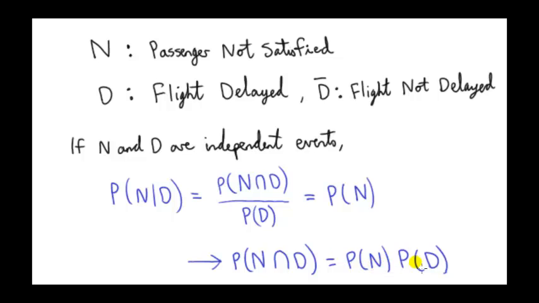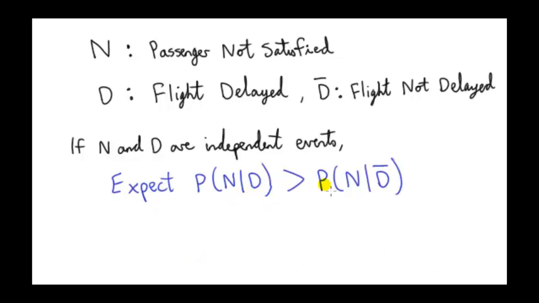So basically we would just multiply the probabilities. But of course, we are not surprised to understand that N and D are not independent events. We would expect the probability of a passenger not being satisfied to depend on whether or not the flight is delayed. If the flight is delayed, this probability goes up. If the flight is not delayed, we would expect the probability of N to go down.